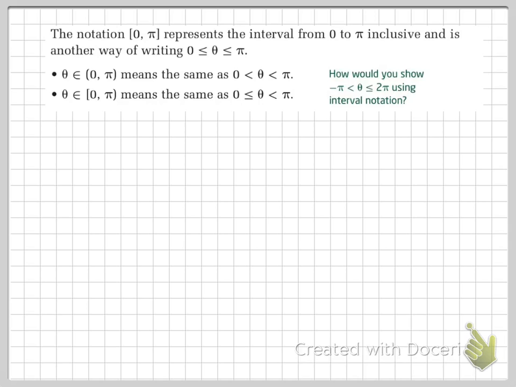Now, here's how the terminology works. If our angle theta is an element of 0 to pi, you'll notice that there's round brackets. This means that theta has to be greater than 0, but less than pi. Now, if you use the same thing with a square bracket and a round bracket, notice that it means that theta has to be greater than or equal to 0, but less than pi.